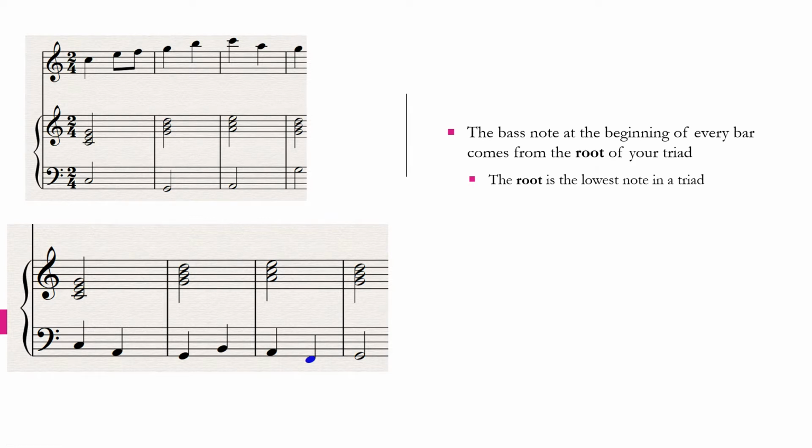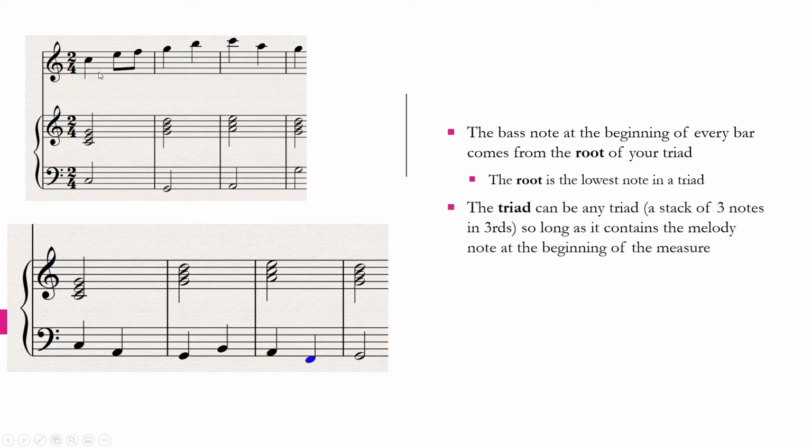How did we get those triads? Well, we used the note that begins the melody in each measure. As long as the triad contains that note, for the most part, we're able to use that triad. So we used a mixture of triads throughout last week's examples.